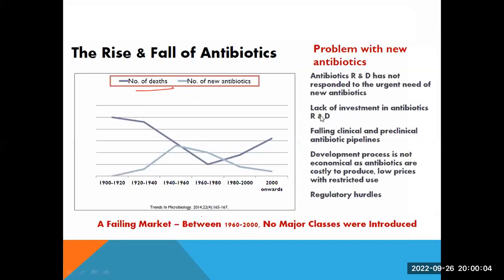So again, antibiotic R&D has not responded to the urgent need for new antibiotics. Again, there's a lack of investment. As you can see here, the number of deaths is shooting up and the number of new antibiotics is actually declining. So we're having a failure in the clinical and preclinical antibiotic pipelines. We're having a problem with the regulatory and the development process. It's a failing market.